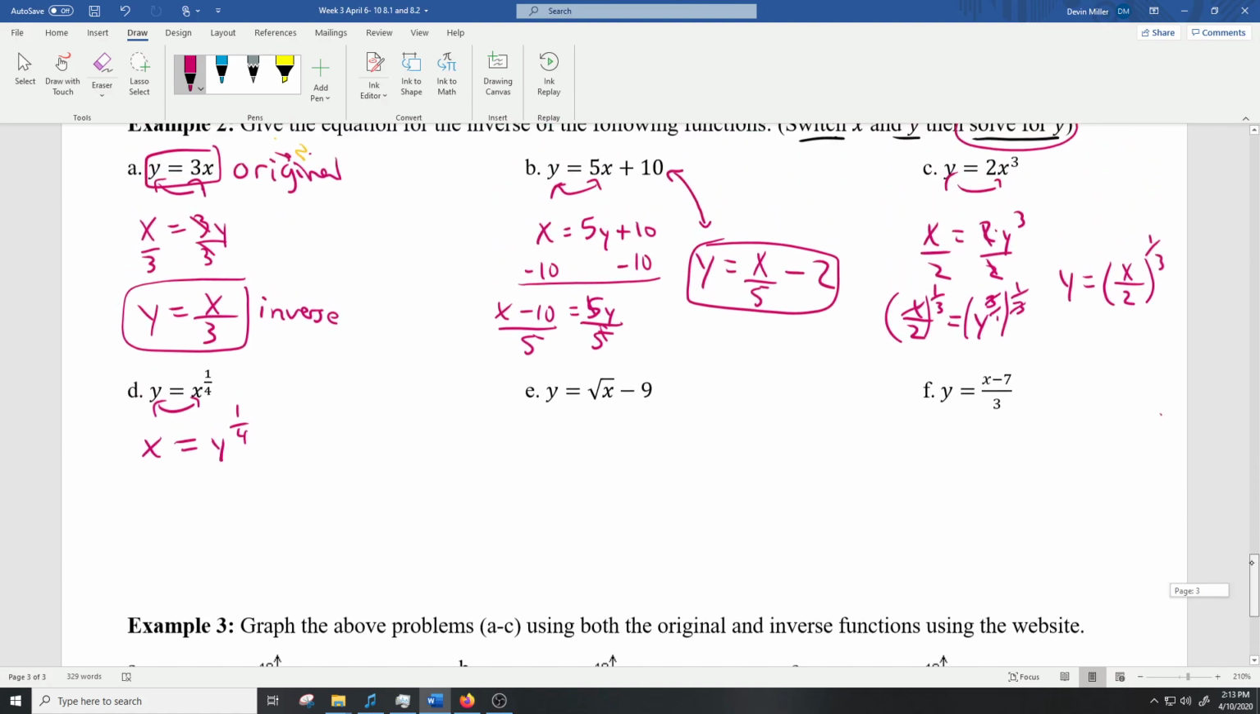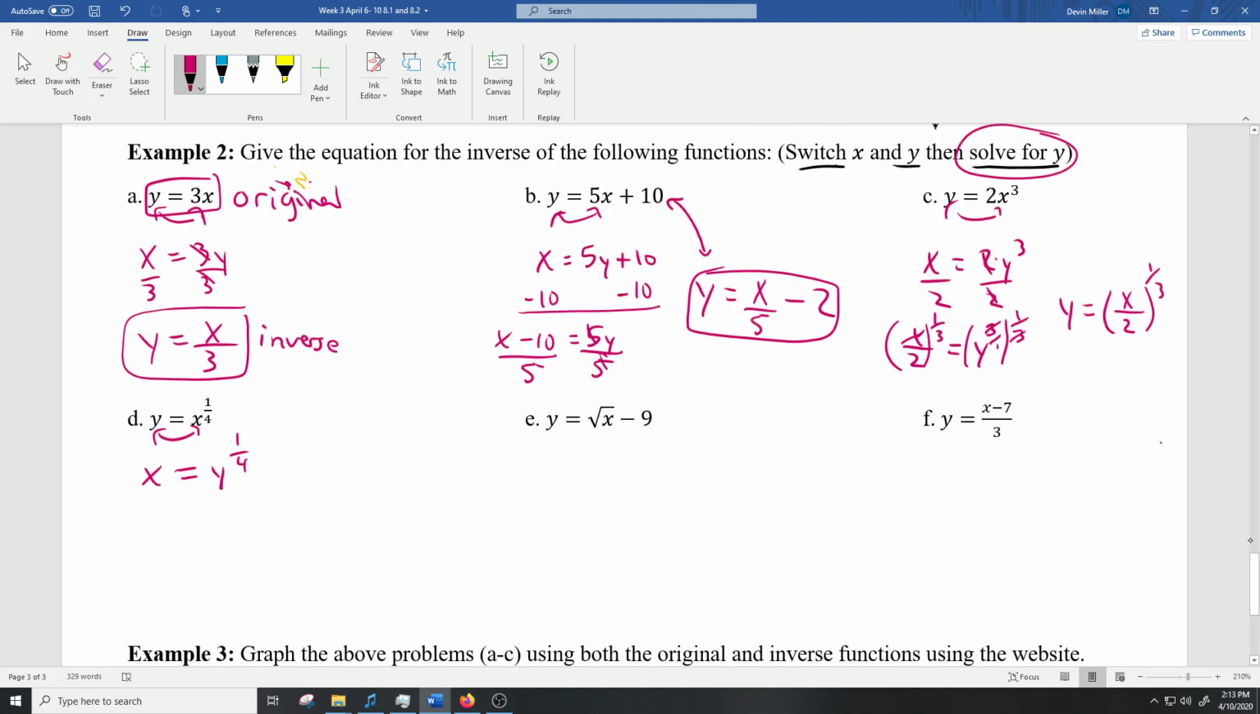Back in part C, I did 3 over 1 and then flipped it around to 1/3. I'll do the same thing here. Raise both sides to the reciprocal power, which would be 4 over 1. Do that over here.